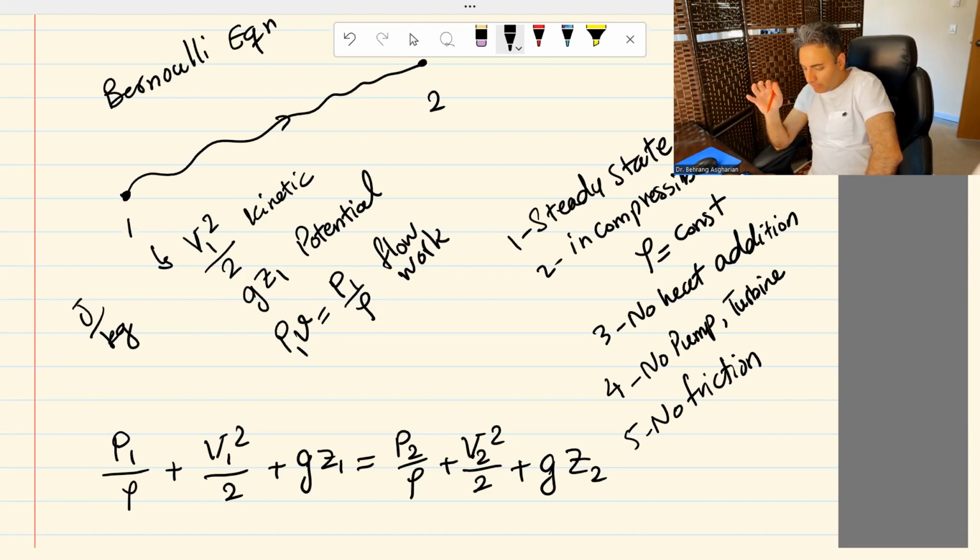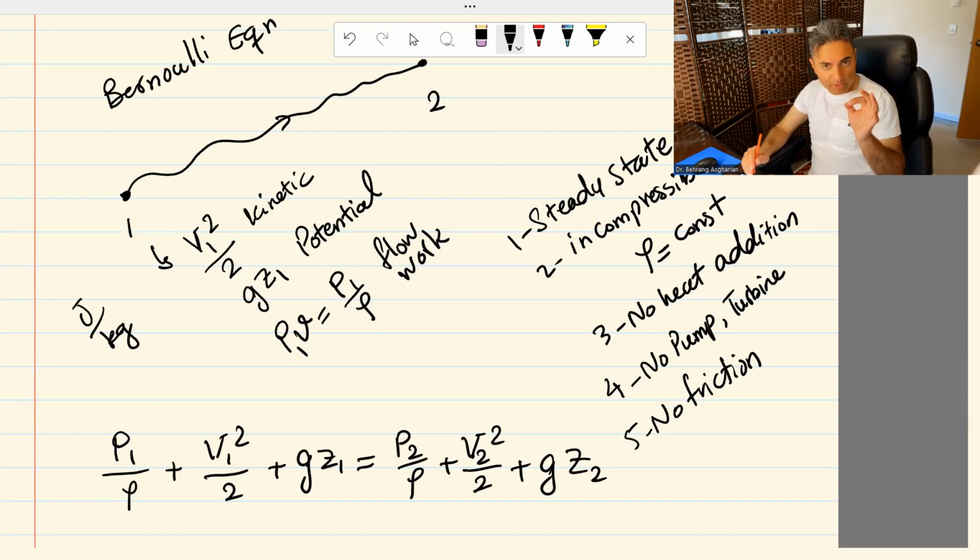How can you apply it? First of all, we said steady state. It has to be incompressible flow. We have a version of the Bernoulli equation for compressible flow, but that's a different one. No heat addition or no heat extraction, in other words, no cooling or heating either. No pumps, no turbines between 1 and 2, and no friction. These are the conditions that you need to keep in mind.